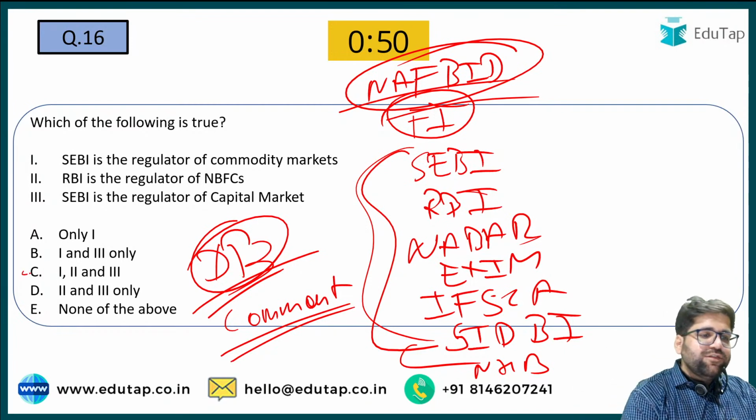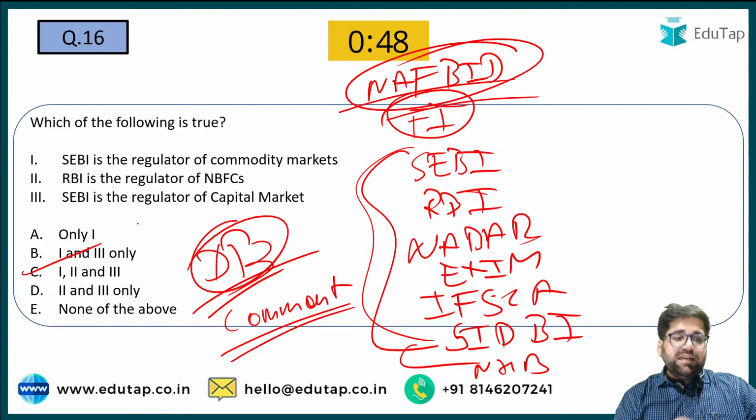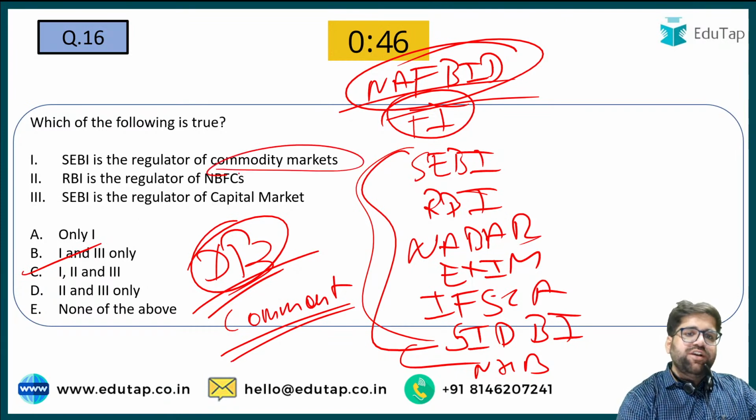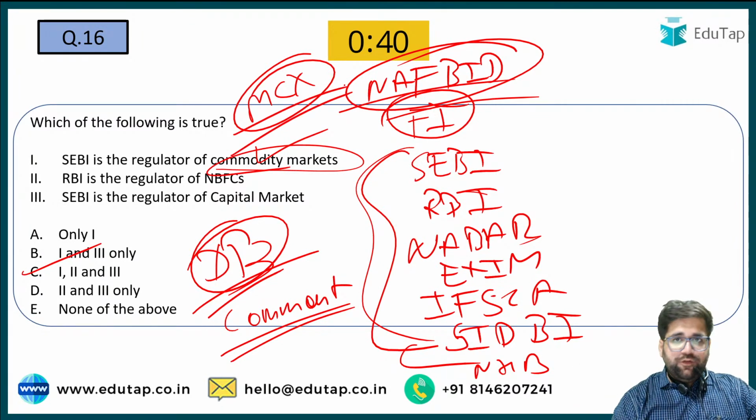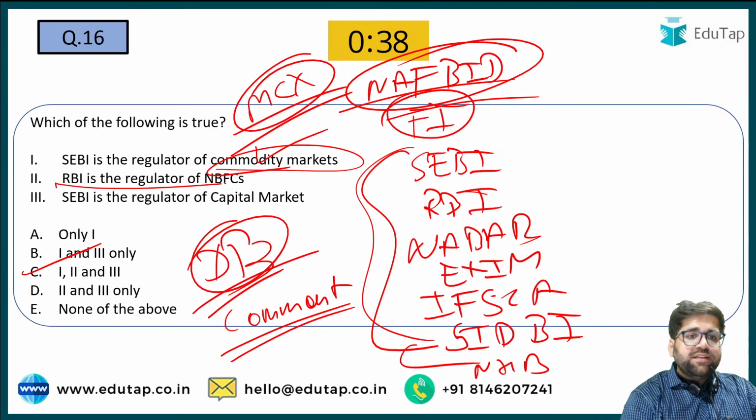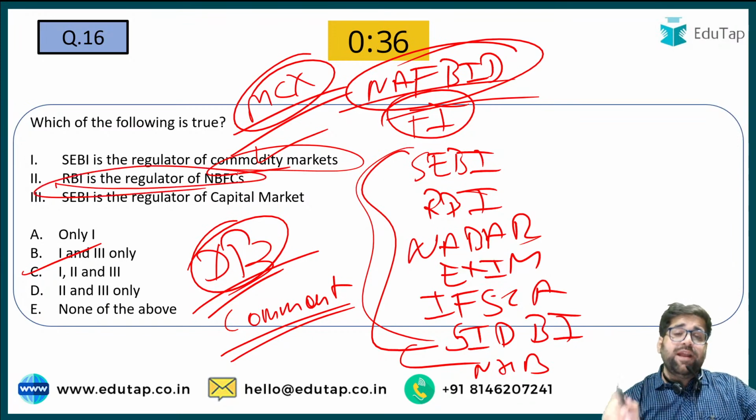Yes, the correct answer of this particular question will be 3, that is C. SEBI is the regulator of commodity market. Yes, you have heard right. Multi Commodity Exchange, which is also known as MCX. SEBI is the regulator of that particular body. RBI is the regulator of NBFC. Yes, RBI is the sole regulator.